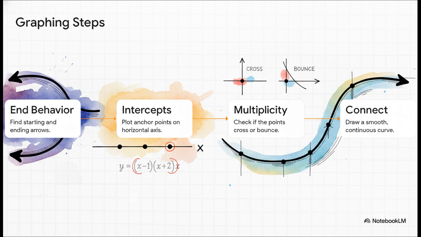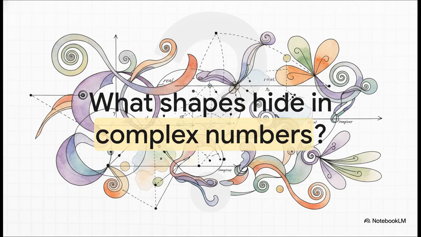Step 3. Check the multiplicity. Figure out ahead of time if you're going to be crossing through or bouncing off each anchor. And Step 4. Just connect the dots. Start at your left arrow, weave through your anchors using smooth, continuous curves that respect your cross or bounce rules, and finally link up with your right arrow. Now, you absolutely have the tools to cleanly map out real polynomials.